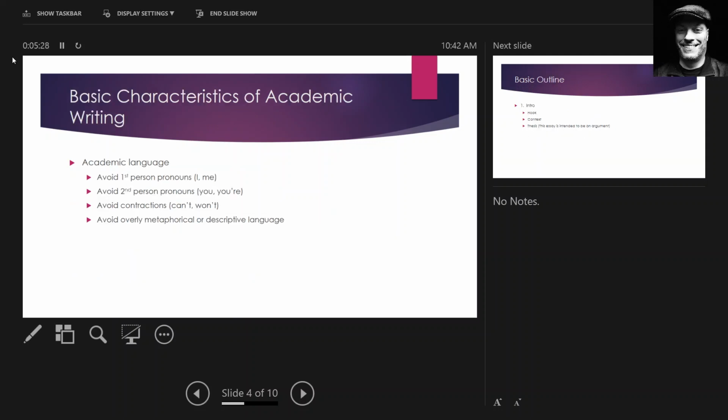So, basic characteristics of an academic essay. You need to avoid first person. That means you shouldn't be saying I or me in your essay. Avoid second person pronouns as well, like you or you are. Avoid contractions like can't or won't. Spell the whole word out. Cannot, will not. Avoid overly metaphorical or descriptive language. That means that, for instance, sometimes people use expressions like hard as tacks. Those kinds of expressions are metaphorical, they're overly descriptive, and they're easily misunderstood. So you want to avoid that kind of language.